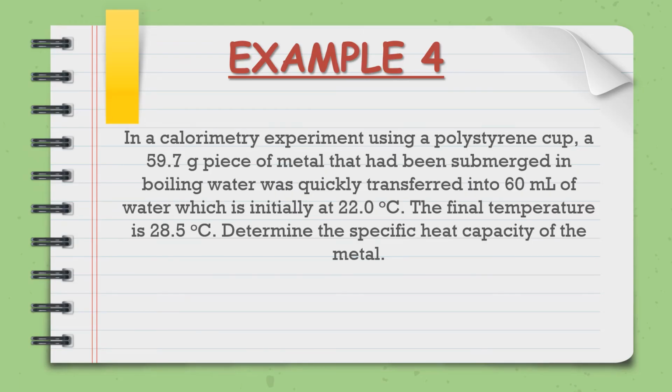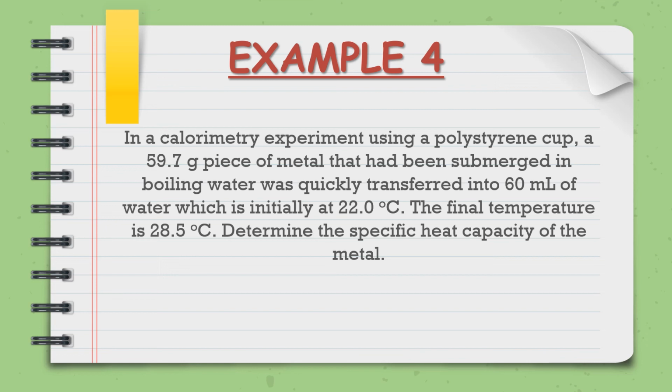The last example, example 4. In a calorimetry experiment using a polystyrene cup, a 59.7 gram piece of metal that had been submerged in boiling water was quickly transferred into 60 ml of water, which is initially at 22 degrees Celsius. So the final temperature is 28.5 degrees Celsius. So determine the specific heat capacity of the metal.